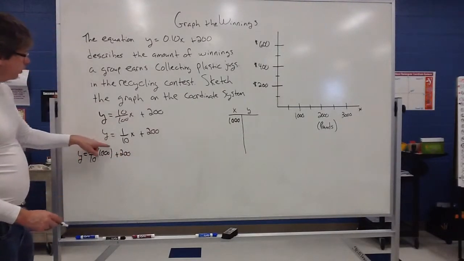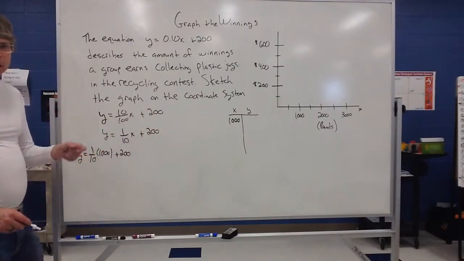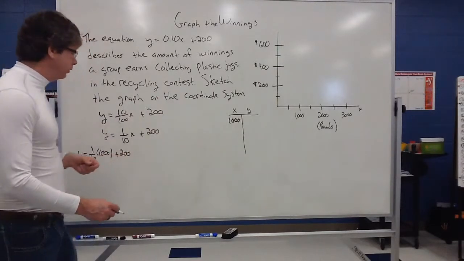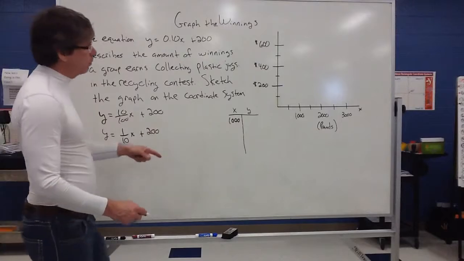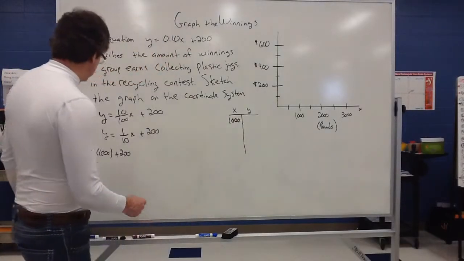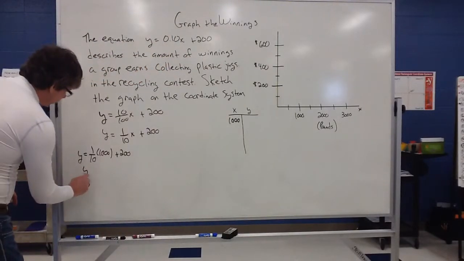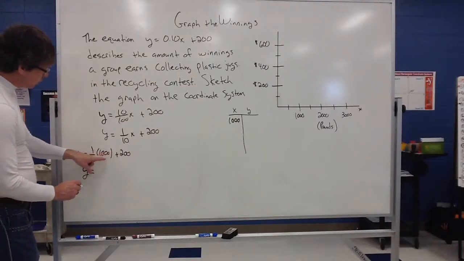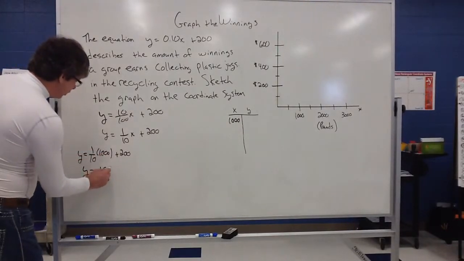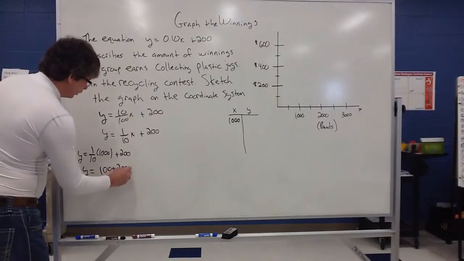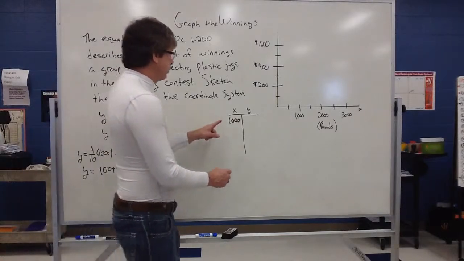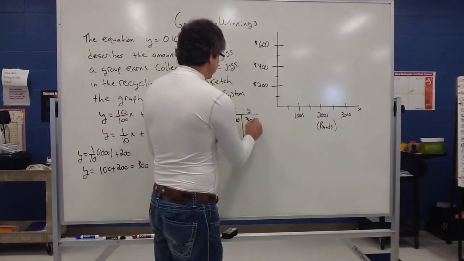Since the equation was written in this form, I like that method of finding those 3 solutions to graph the equation. So my first solution, I'm going to just use 1,000. When we use 1,000, we know that dividing by 10 makes me just lose the place value. In other words, drop off a 0. And that's going to be 100 plus 200. So it's going to give me 300. So if x is 1,000 pounds, I'm going to earn $300.